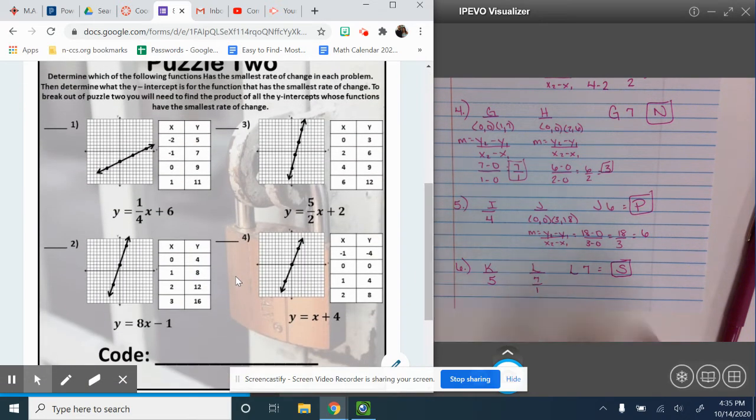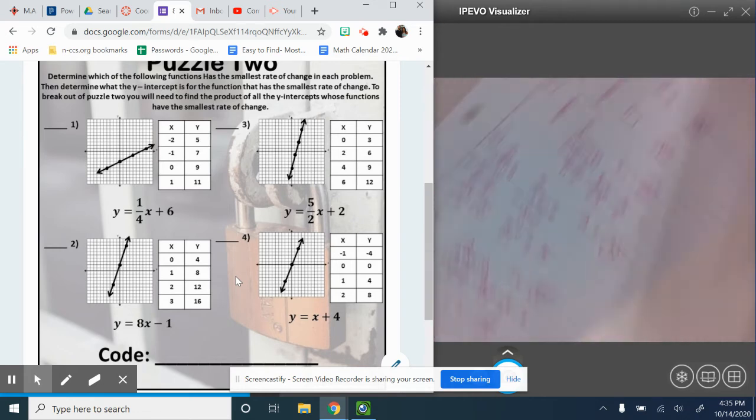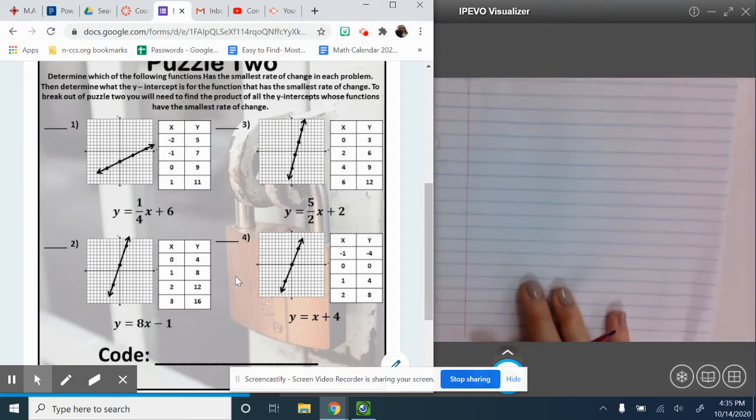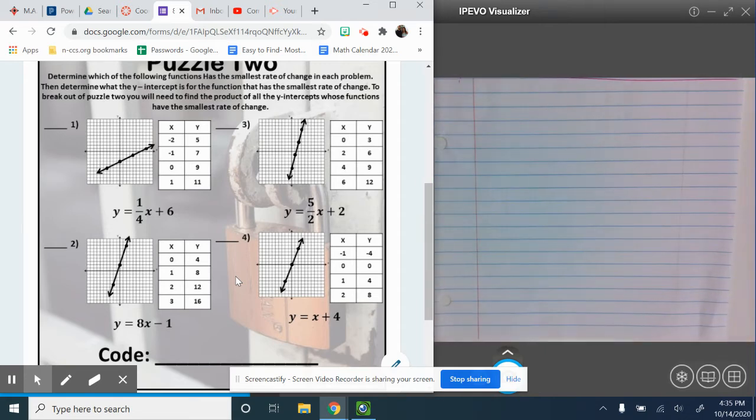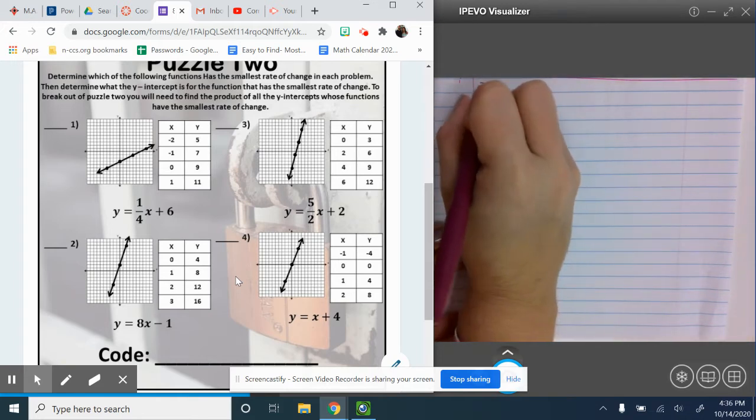Puzzle 2 only has 4 questions this time. We are trying to determine which function has the smallest rate of change. And then determine what the y-intercept is for the function. To break out of the puzzle, you will need to find the product of the y-intercepts of all the functions that have the smallest rate of change.